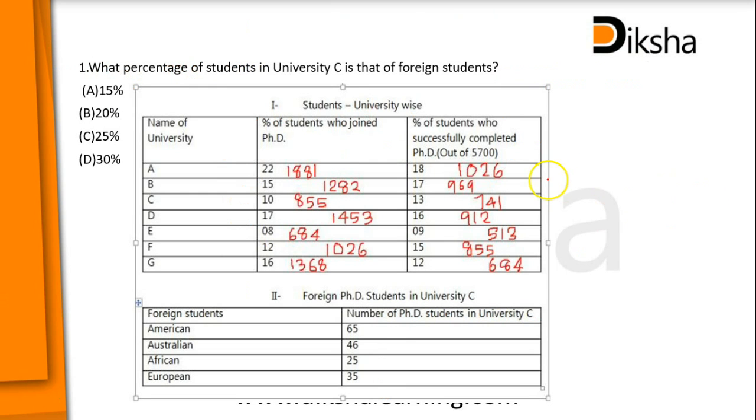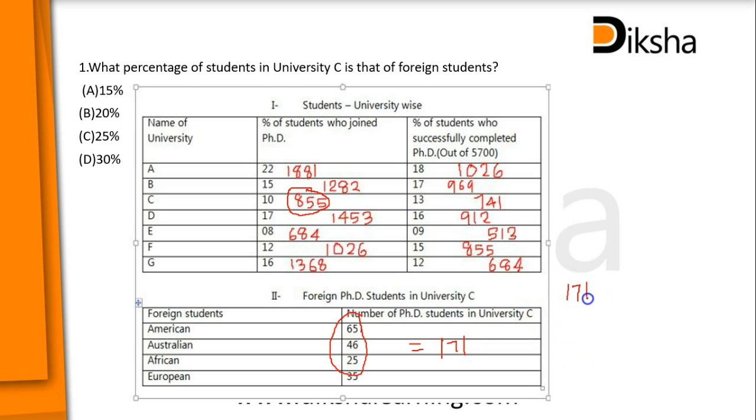So this is the first question. What percentage of University C is that of foreign students? We have the number of students in University C is 855, and we want the number of foreign students. We add all these students: 65 plus 46 plus 25 plus 35, you get 171. The question is, what is the percentage?